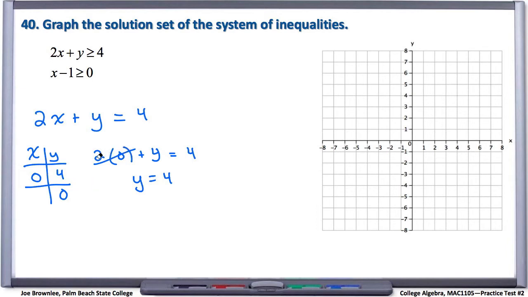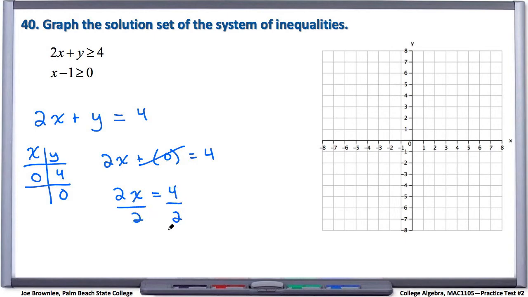And now lastly, let's go ahead and solve for the x-intercept. And we're going to do that by plugging 0 in for y to find the corresponding x. So we'll have 2 times x plus 0 equals 4. That 0 goes away, just leaves us with 2x equals 4. And if we divide by 2 on both sides, that gives us x equals positive 2. All right, so when y is 0, the corresponding x is 2.